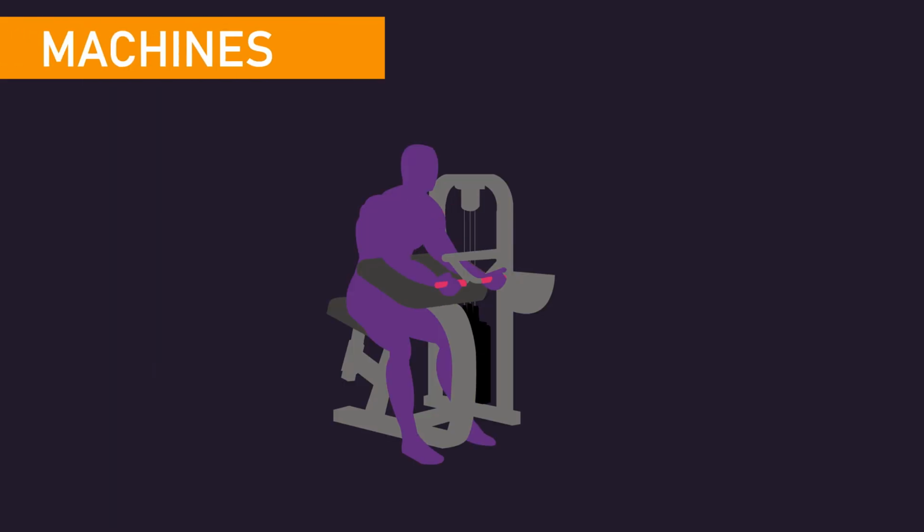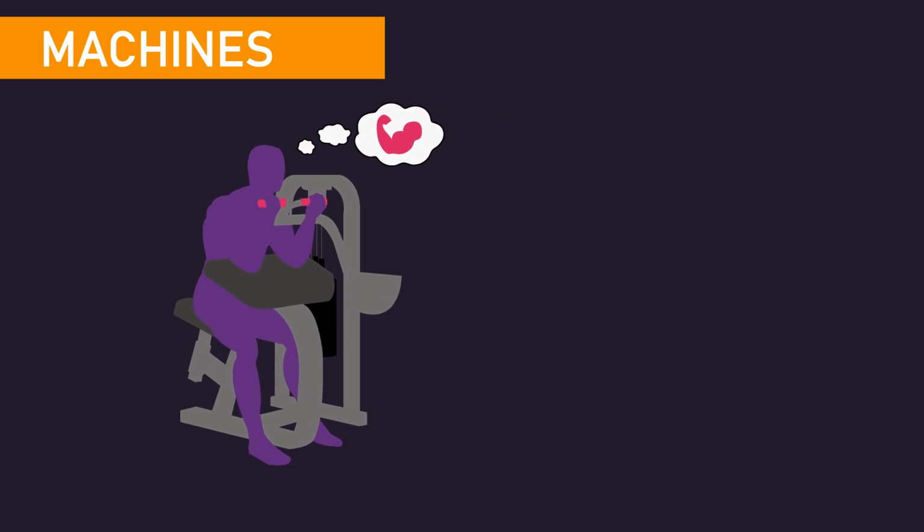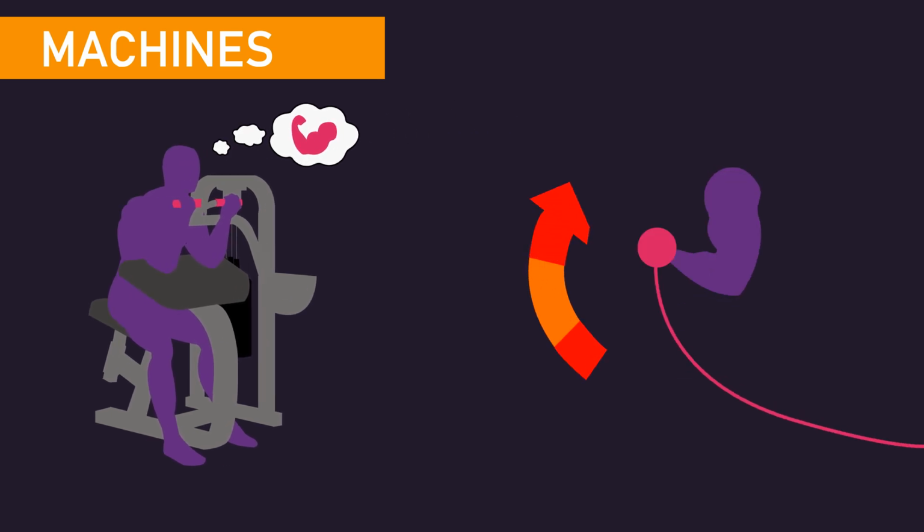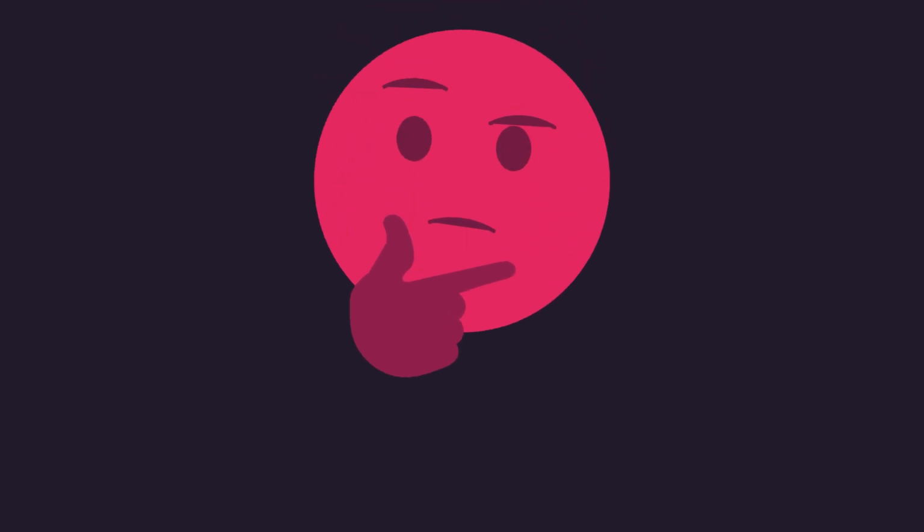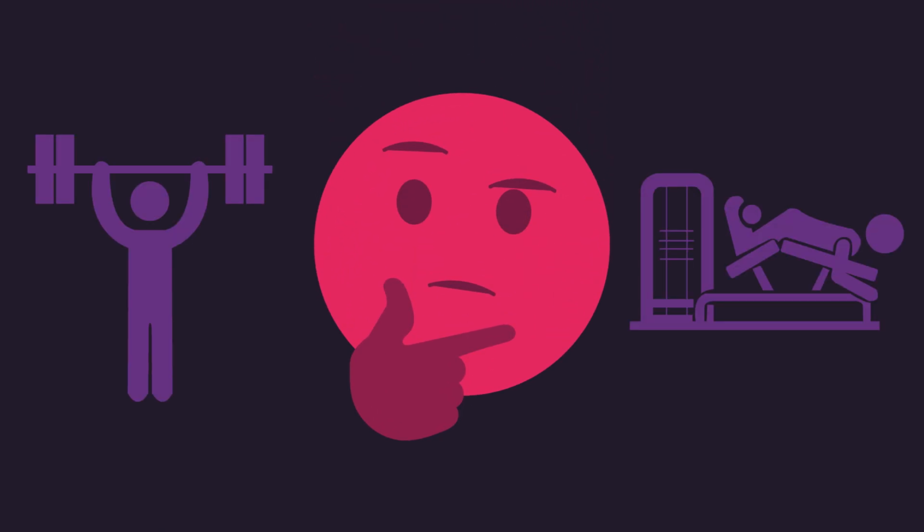On the other hand, a stable environment with machines could allow an individual to focus more on the intended muscles. Additionally, some machines are designed to match the strength curve of an exercise, meaning they challenge the working muscle, or muscles, to a high degree throughout the range of motion. So, which is best for hypertrophy, free weights or machines?